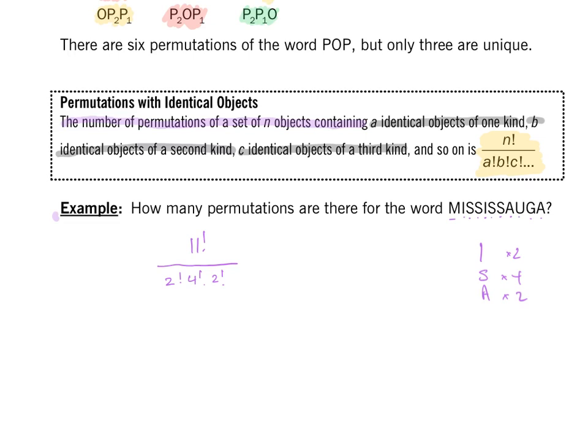So 11 factorial is 39,916,800. 2 factorial is 2, 2 factorial is 2, so that's 4. 4 times 24 is 96. So if we divide that by 96, we get 415,800. So that's how many ways we can arrange the letters in the word Mississauga. Okay?